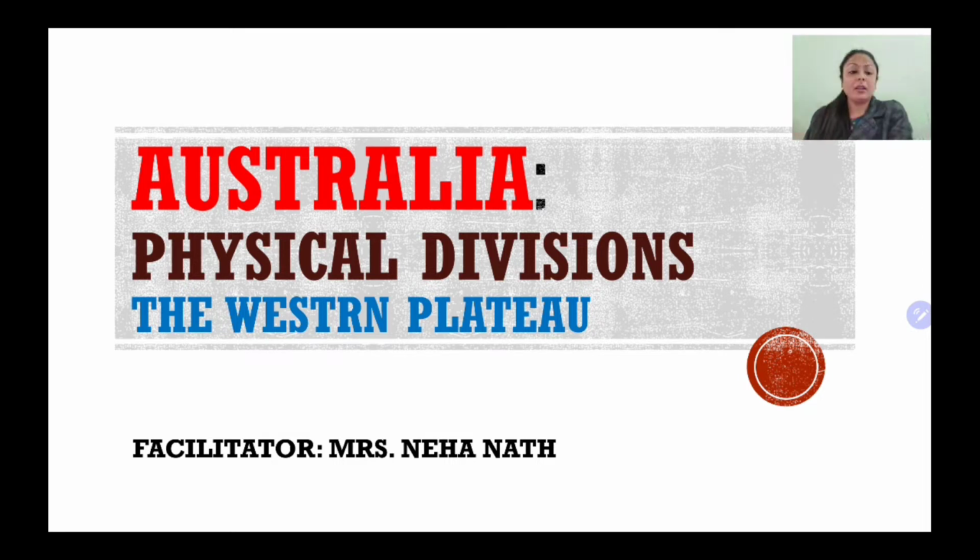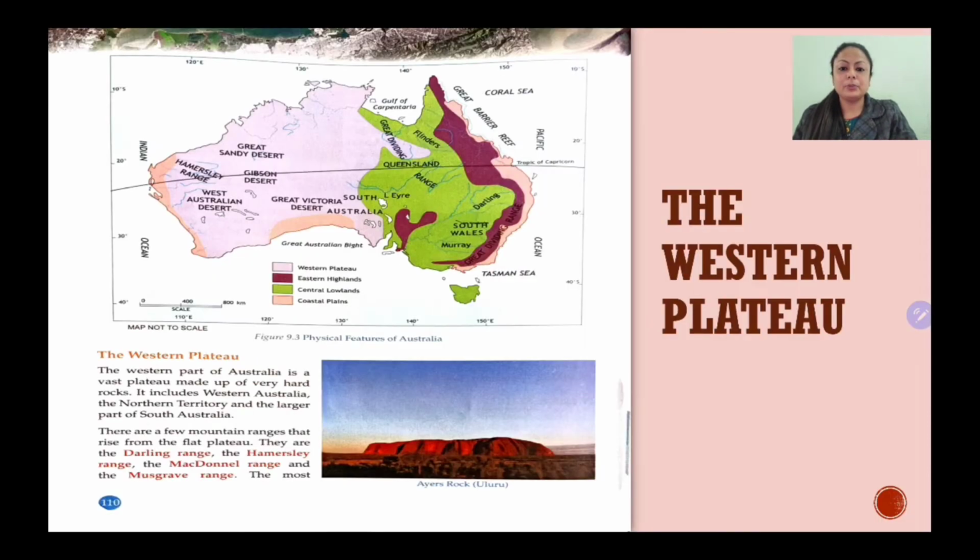So the first one is the Western Plateau. In this module we are going to learn about the Western Plateau in detail, and in the upcoming modules we'll learn about the other physical divisions, that is the Central Lowlands, the Eastern Highlands and the coastal plains. Apart from that, there are two other important features, that is the Great Barrier Reef and the Rift Valley of Australia. So students, let's start with the Western Plateau.